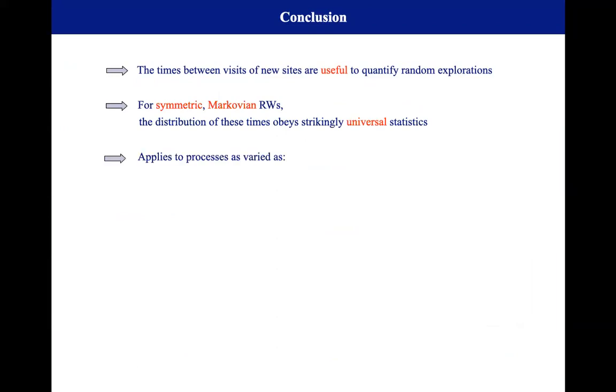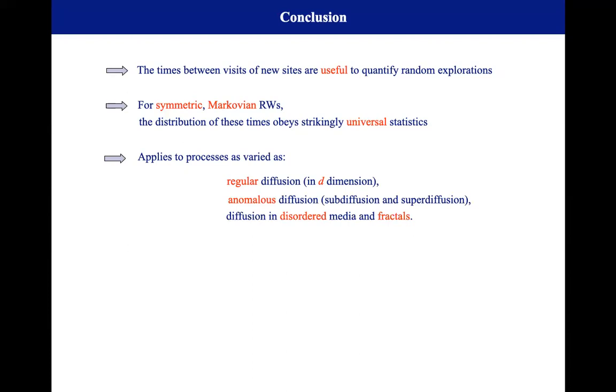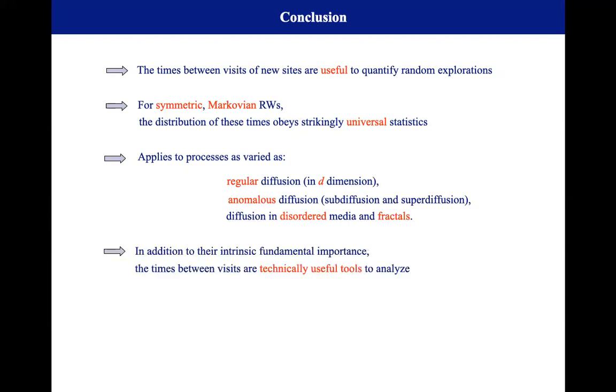So finally, the times between visits of new sites are useful to quantify random exploration. For symmetric Markovian random walks, the distribution of these times obeys strikingly universal statistics. The only arguments I gave you today are scaling arguments. They apply to processes as varied as regular diffusion in D dimensions, anomalous diffusion, both sub and super diffusion, and diffusion in disordered media and fractals. And finally, I would like to stress that in addition to their intrinsic fundamental importance, I think that these times between visits are technically useful tools to analyze different problems.